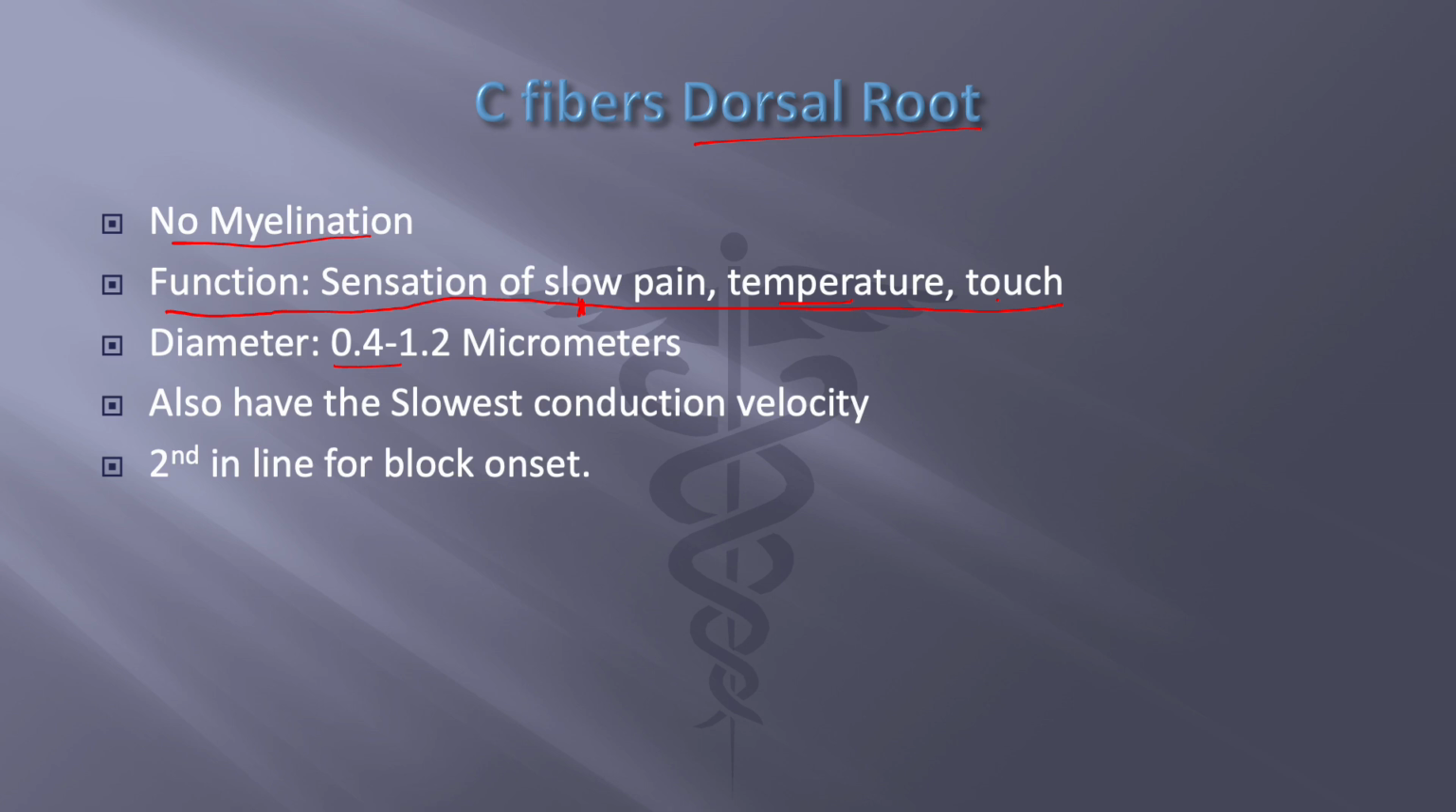They're C fibers, so they have the slowest conduction velocity, and they're second in line for block onset. Okay, so B, C, and then our alpha and beta subtypes, and then our gamma and delta subtypes, and these are A fibers.